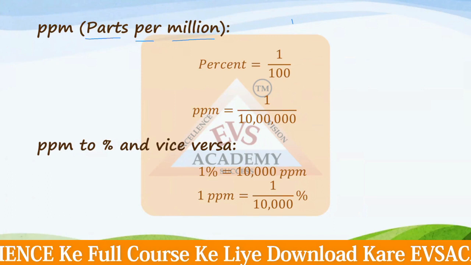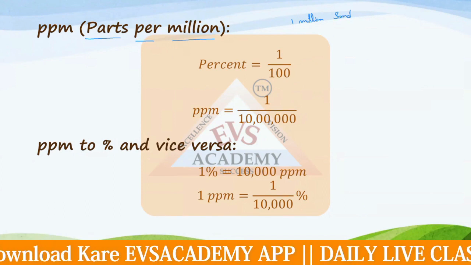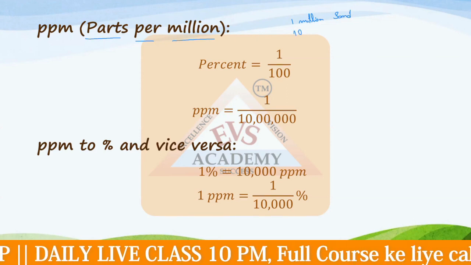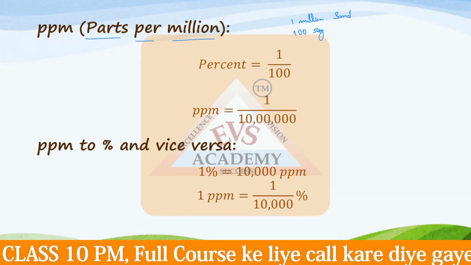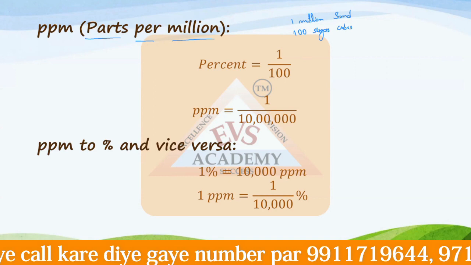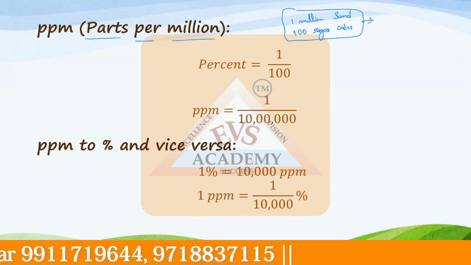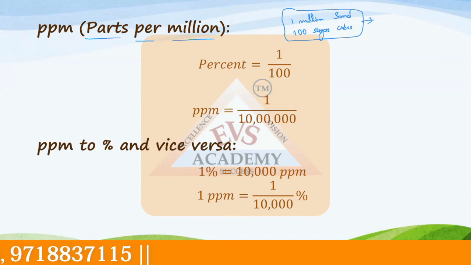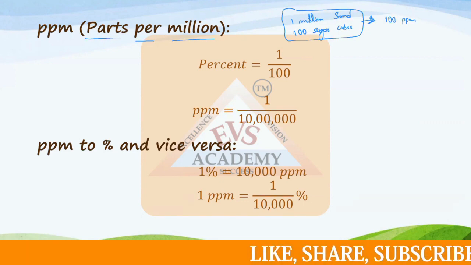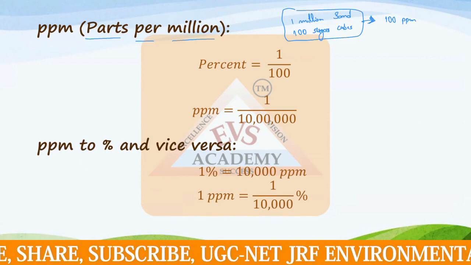Suppose you have 1 million sand particles, and in this sand you don't have water. Suppose you mix sugar with it, and the number of sugar particles you have is, suppose, 100 sugar particles. Now, what will you say this mixture is? This mixture of sugar and sand is 100 ppm. 100 parts per million of sugar is present in this particular mixture of sand and sugar.